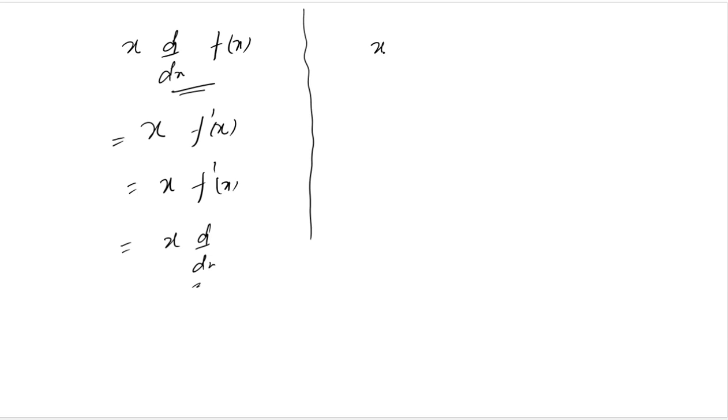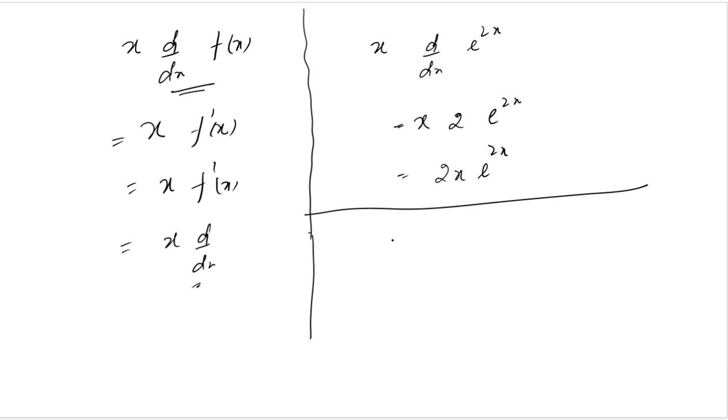Now suppose we take an example with a real function: x d by dx of e to the power 2x. What will we get? First we operate d by dx on e to the power 2x, so we get 2 e to the power 2x. Then we operate this with the operator x, and we get 2x e to the power 2x. But now do the reverse of this: first we take d by dx, after that x, and then the function e to the power 2x.